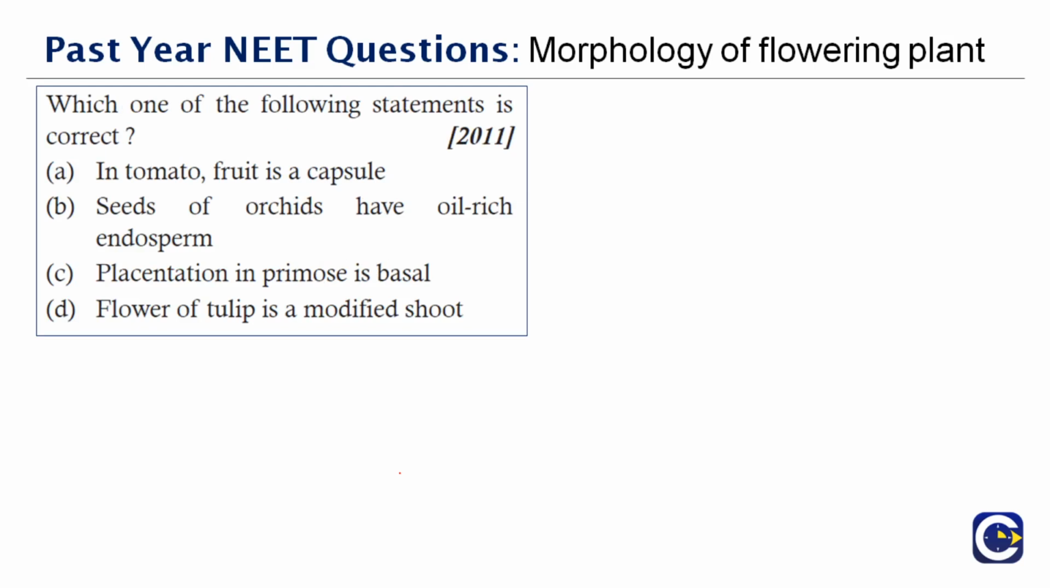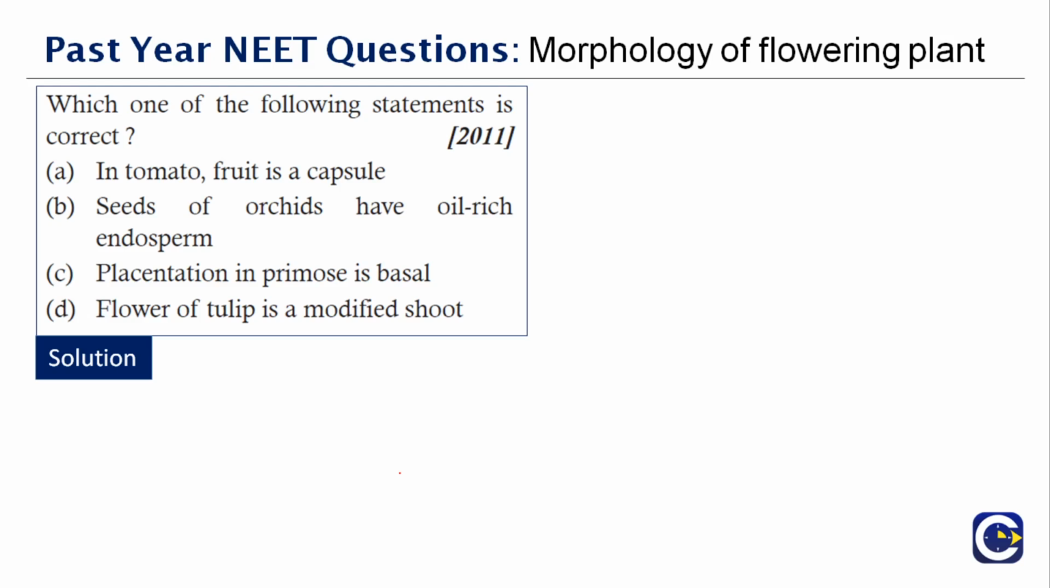Okay, we're moving on to the next question here. Which one of the following statements is correct? You have to analyze the statements here. In tomato, fruit is a capsule. Wrong. Seeds of orchids have oil-rich endosperm. Wrong. Placentation in primrose is basal. Wrong.